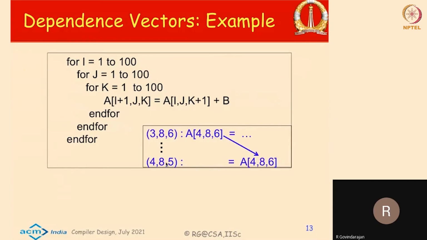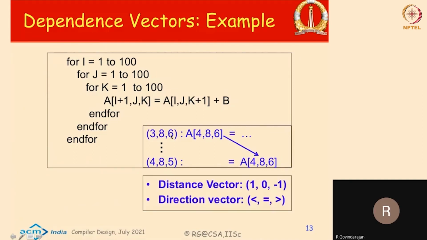And this actually holds for various such values, not just for one of them. And therefore, if you try to capture this dependence in terms of some kind of a vector, it essentially tells you that the distance between these two iteration vectors is basically 1, 0, and minus 1, right? That's what we call the distance vector. This is probably easier to understand than the definition that I gave in the earlier slide.